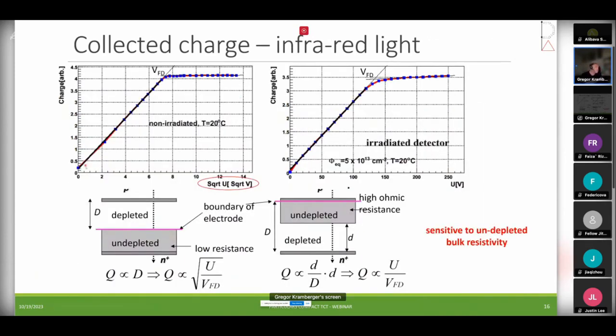Another thing was, for example, if you want to study the effects of the undepleted bulk, that's some more elaborate physics, you can use the infrared light, and you can see clearly that for a non-irradiated device or non-damaged silicon, the full depletion can be nicely determined by having charge versus square root of bias voltage, and if it's irradiated, it has to be the bias voltage. Like I said, this shows how the undepleted bulk resistivity changes with radiation, and it's also something that you can nicely see in the TCT from these shapes.